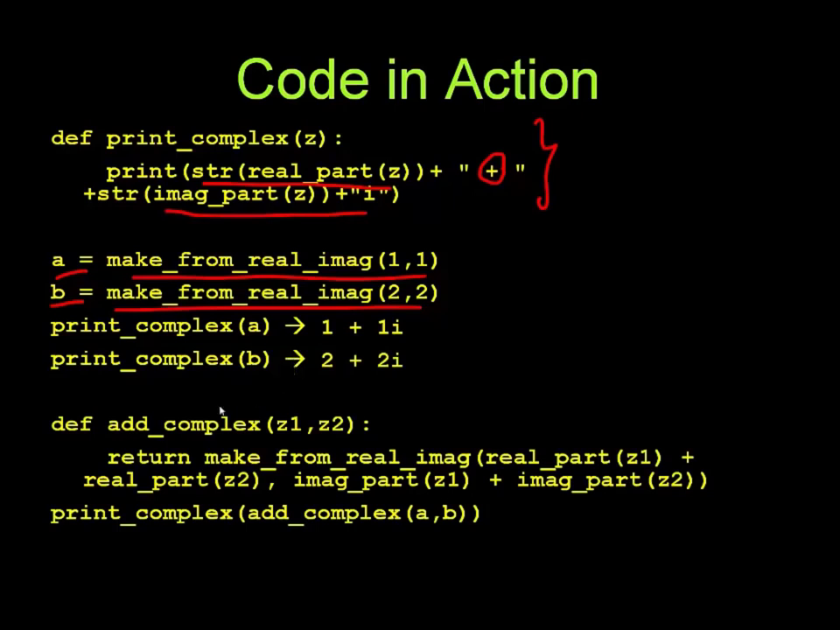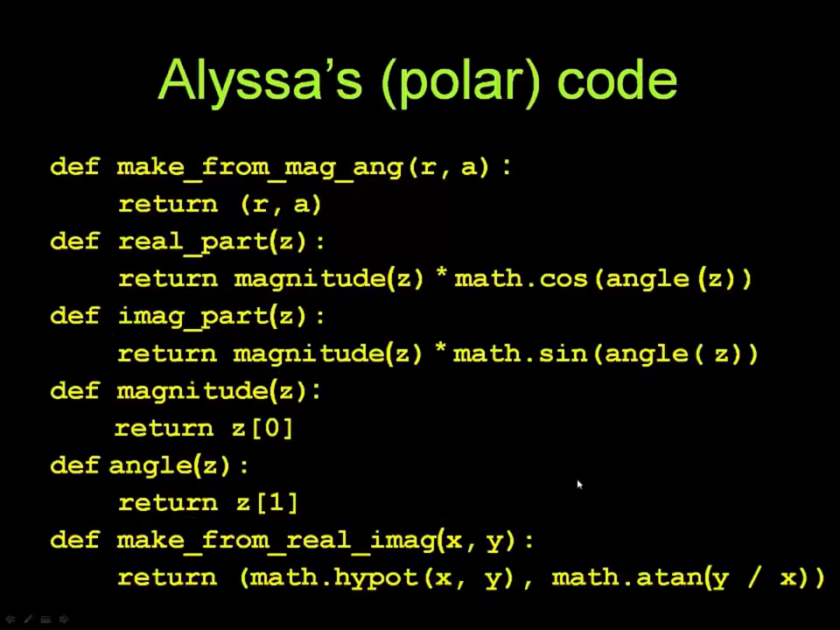Now, suppose you do add complex, as we explained earlier. Add complex: you just make from real imaginary. You add the real parts together for the new real part, and you add the imaginary parts together for the new imaginary part. Now you can print complex of add complex A and B. The answer will be 3 plus 3i. Good.